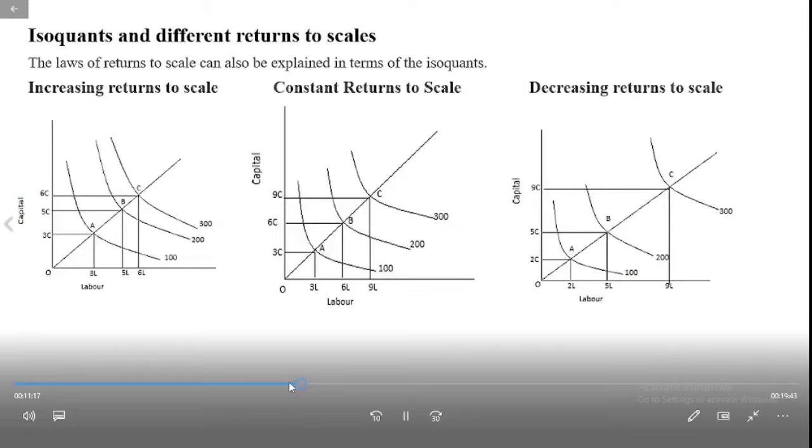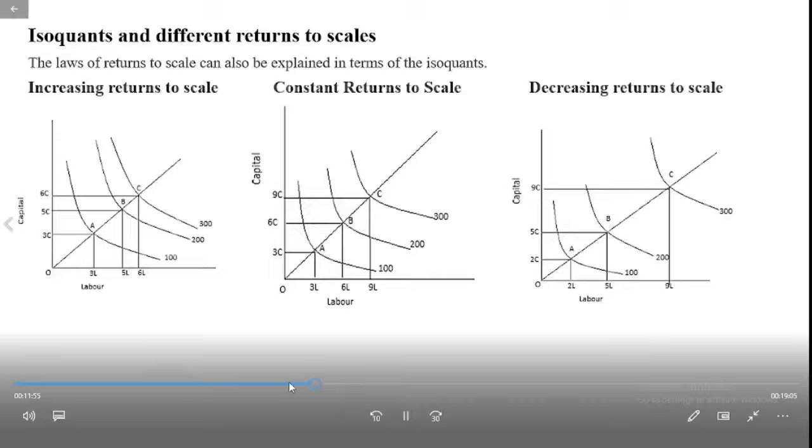So in returns to scale, we have seen that in the beginning a producer will get increasing returns to scale, then constant returns to scale, and then decreasing returns to scale. So how can we represent increasing, constant, and decreasing returns to scale with the help of isoquants? See, first, what is the meaning of increasing returns to scale? Increasing returns to scale means the output increases at a greater proportion than the increasing inputs.